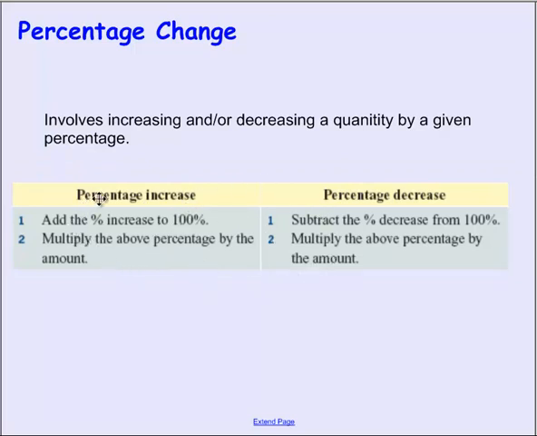So if you need to increase a certain percentage, you add the percentage on to 100%, and then you multiply by that new percentage. If you need to take it away, you get rid of that percentage from 100%, and then you multiply that by the quantity. So let's have a look at a few examples to explain this.